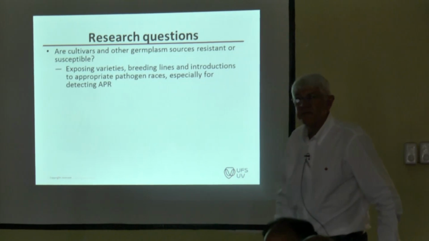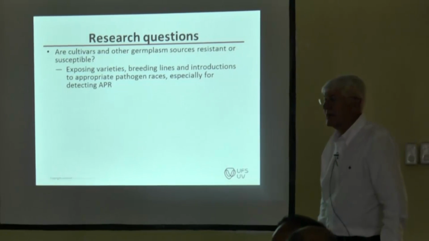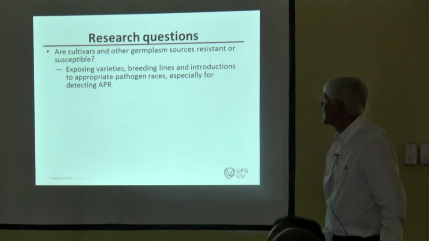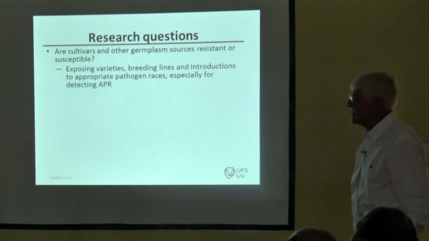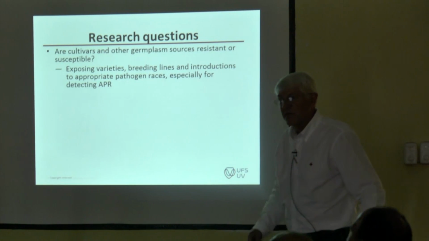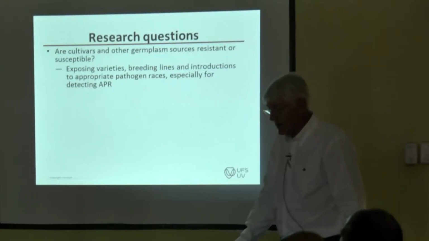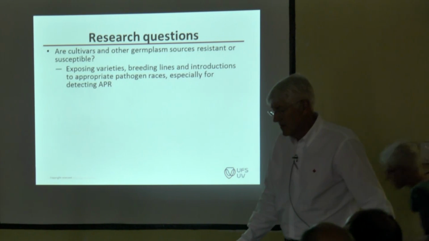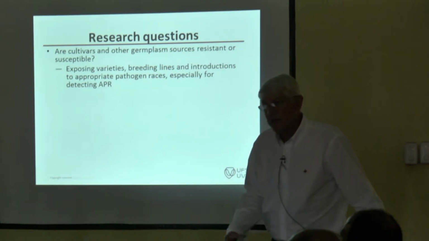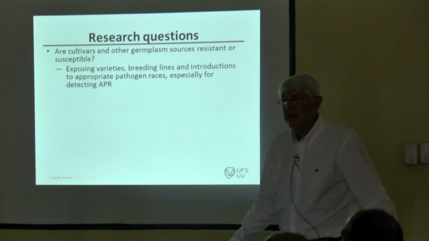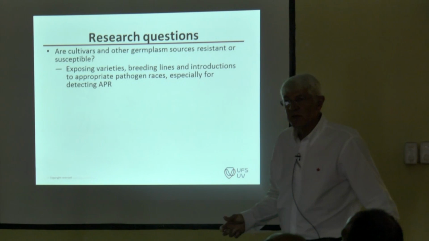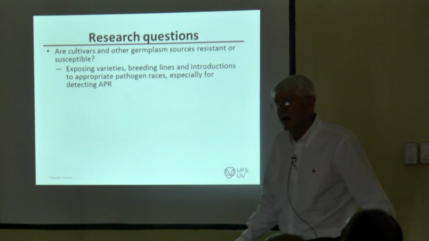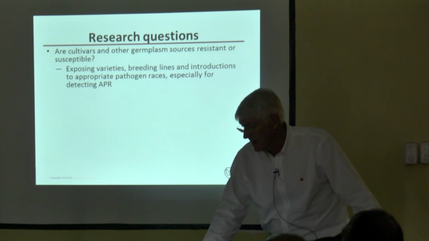So when you work with these pathogens and diseases, there are several questions you can ask. The first one probably would be, are my cultivars or other germplasm sources resistant or susceptible? And then you have to expose your breeding material to the appropriate panel of pathogen races or pathotypes, especially for detecting APR. And I think we are increasingly being made aware of the fact that APR could be more durable and that we should concentrate on combining several APR QTL regions into single varieties.